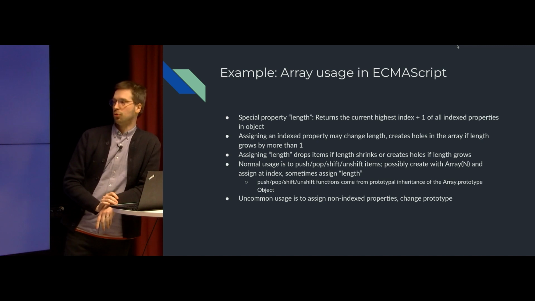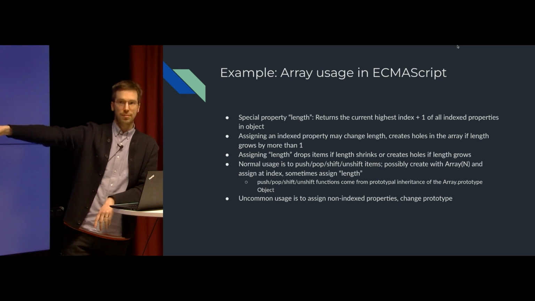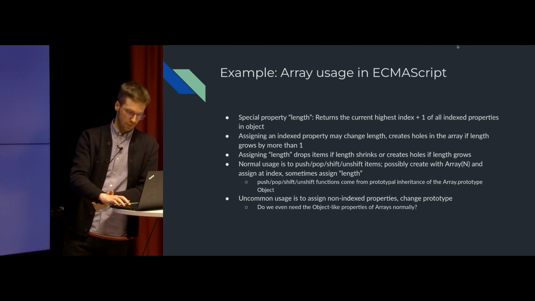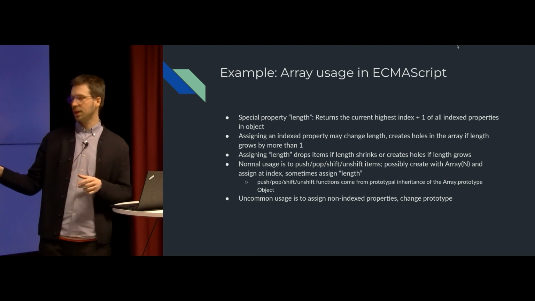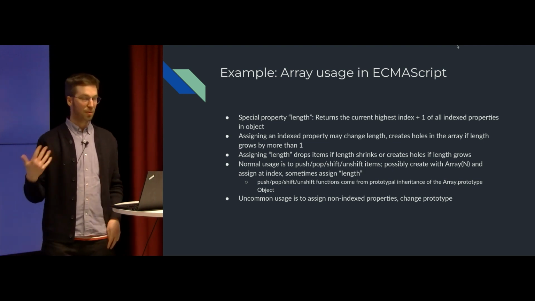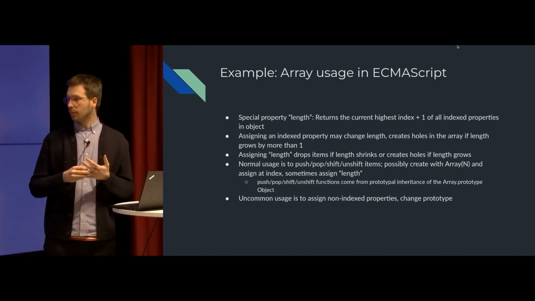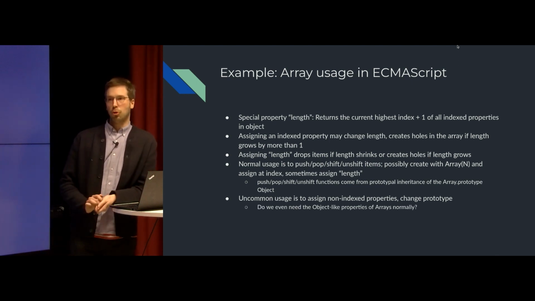It's uncommon to put non-indexed properties into an array or to change the prototype. If you change the prototype, you're going to lose push, pop, shift, unshift, unless that prototype that you changed to also implements those. But then, what are you doing? Yeah, let's not look at that yet. Non-indexed properties means properties like foo or bar and so on and so forth. Why would you assign those to an array? So do we actually even need the object-like properties of an array?